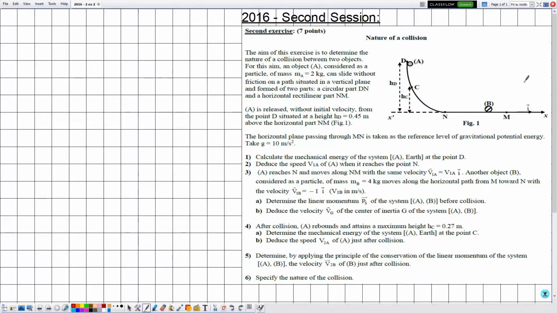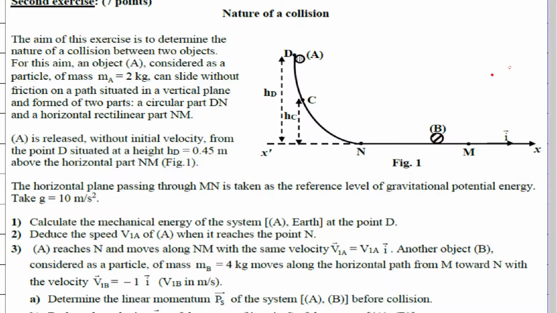For this aim, an object A, considered as a particle of mass ma equal to 2 kilograms. Then let me write here that the mass of the object A is given by 2 kilograms. It can slide without friction on a path situated in a vertical plane and formed of two parts, a circular part DN and a horizontal rectilinear part NM. So they are talking about figure 1, and since they mentioned without friction, from D to N and N to M we don't have friction, then the mechanical energy in this case is conserved.